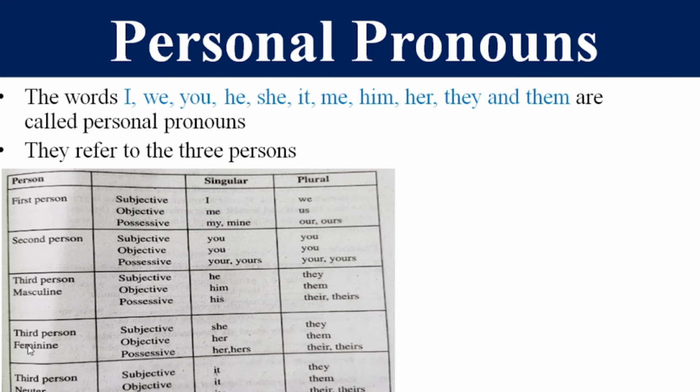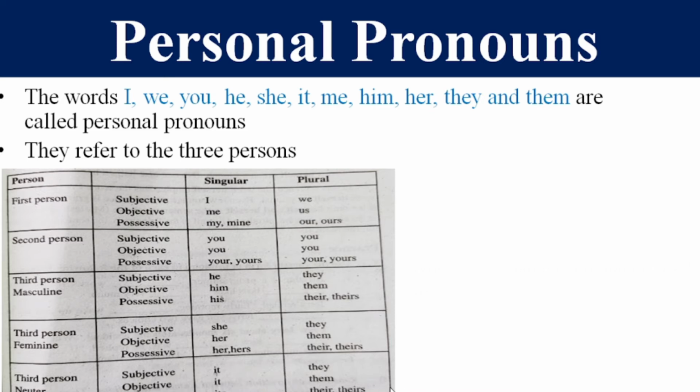Third person feminine gender will use subjective she, so plural is they. In objective, her and plural is them. In possessive place, singular is her, hers and plural their, theirs. Finally in third person neutral gender, subjective is it and plural is they. Objective is it and plural is them. And possessive it, its and in plural form their and theirs.